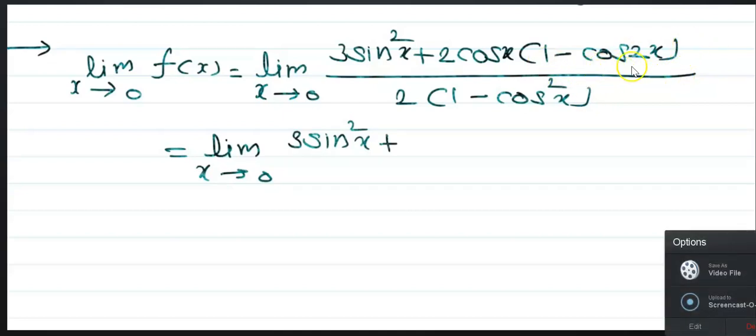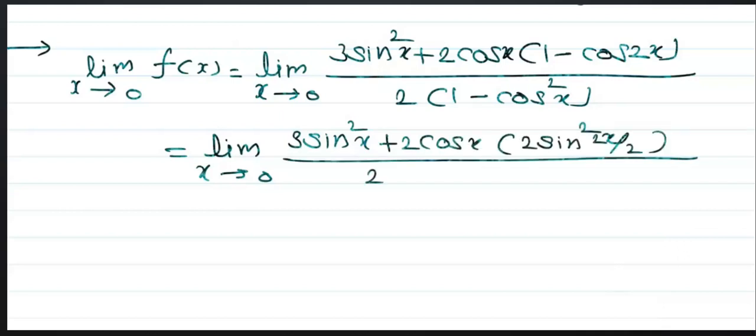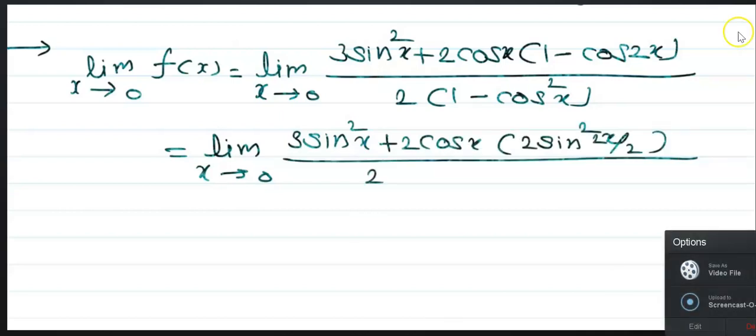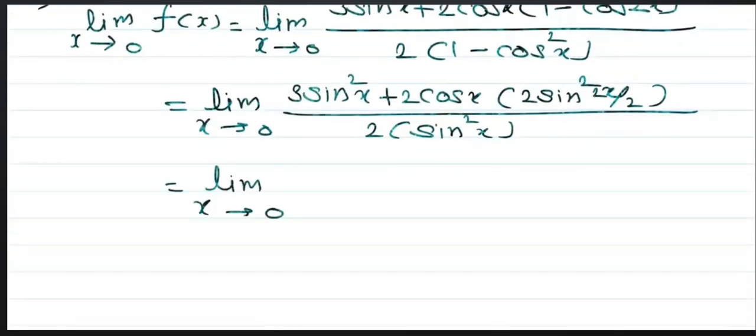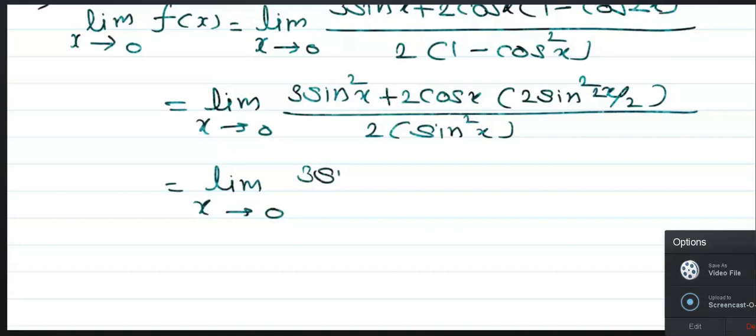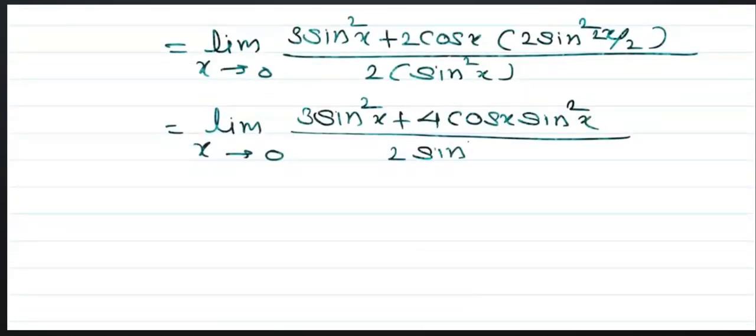That is 2 sin square x upon 2 into 1 minus cos square x म्हणजे काय तर sin square x या प्रकारे. That is 3 sin square x plus 2 cos x into 2 sin square x upon 2. That is we are applying the formula. 2 into 1 minus cos square x means what? Sin square x. Therefore, limit x tends to 0, 3 sin square x plus 4 cos x into sin square x upon sin square x.